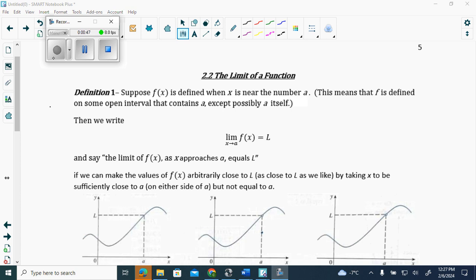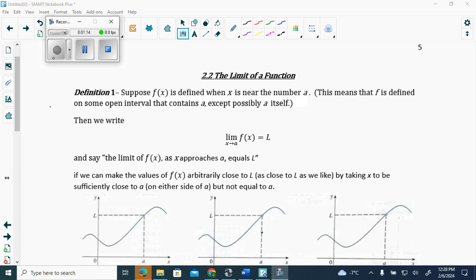Suppose f of x is defined when x is near the number a. This means that f is defined on some open interval that contains a except possibly a itself. Then we write the limit as x approaches a of f of x equals L, and say the limit of f of x as x approaches a equals L. So if you look here, what I want you guys to see is we do the limit as x approaches a. It's a little arrow. It's written right below the word limit. X approaches a. And then you have some function beside it.